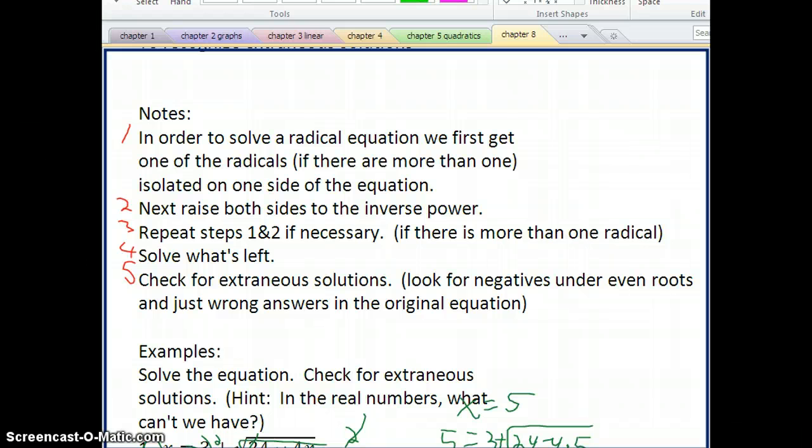They can be extraneous in several situations. If we have a negative number under an even root, that would be extraneous. Or if the number that we have just simply makes the original equation not true.